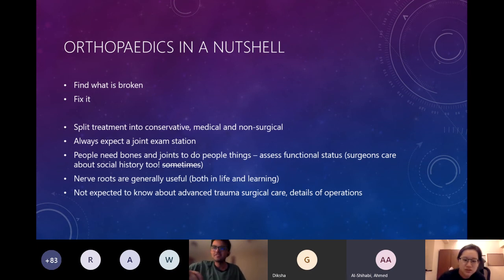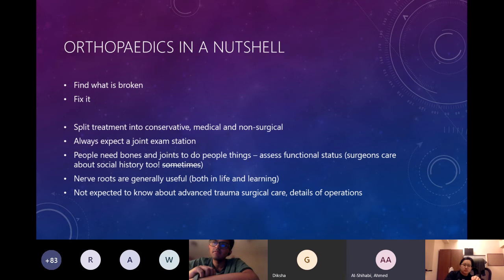Conservative, medical, non-surgical, always expect a joint examination, neuro skeys. Real life, but also if you ever get an orthopedics history station, which you probably never will, ask them about their functional status. Remember, orthopedic problems tend to heavily affect people's ability to function. If you've got a problem with your thumb or your fingers and you're a musician, that's your livelihood gone. And as was previously asked about, know about your nerve roots, because they are really quite important, both in real life and as a frequent examination topic.